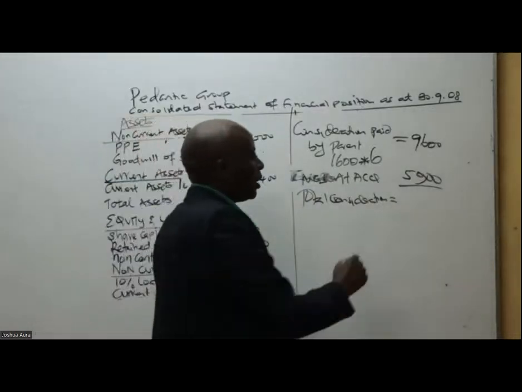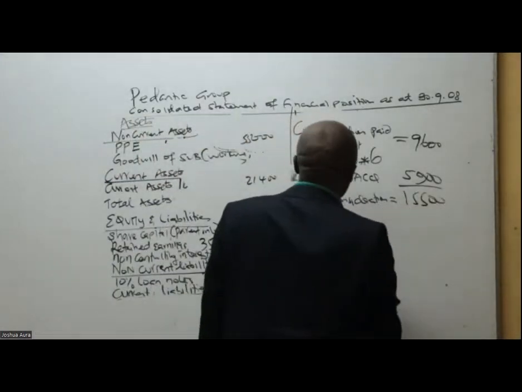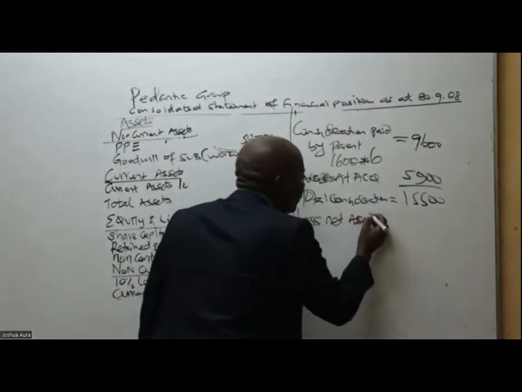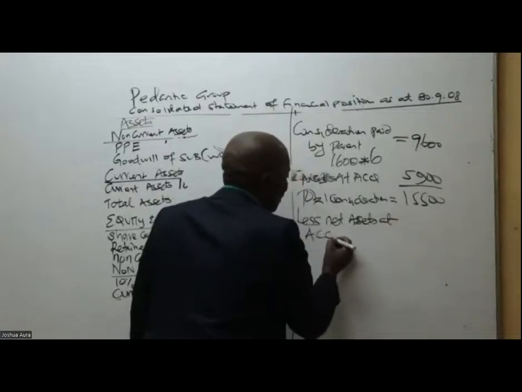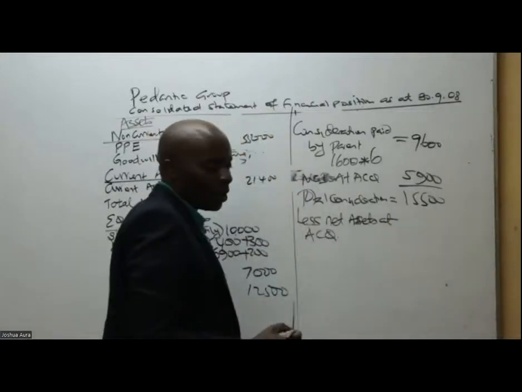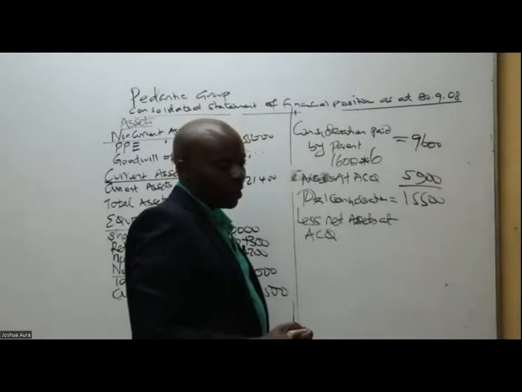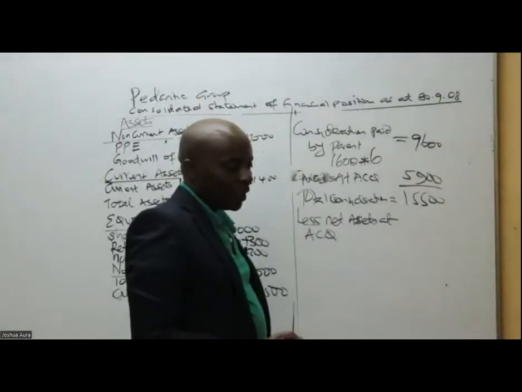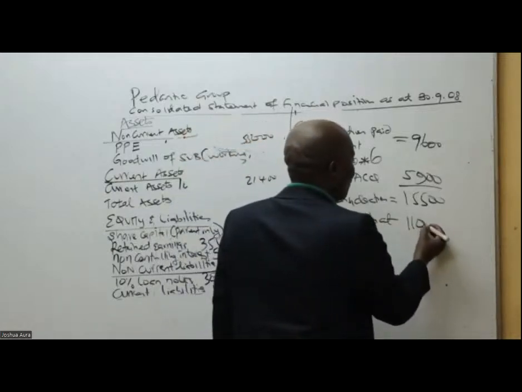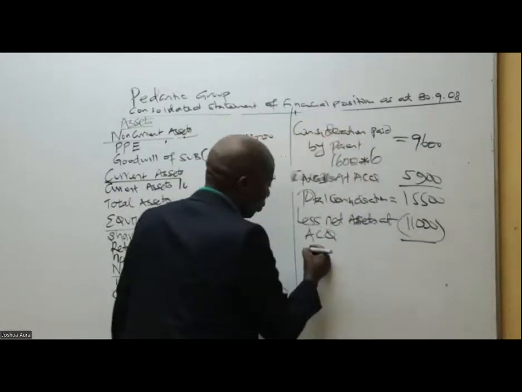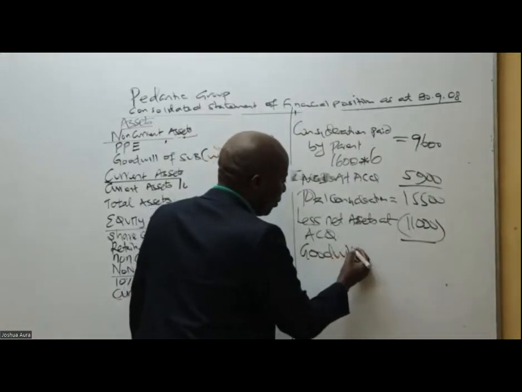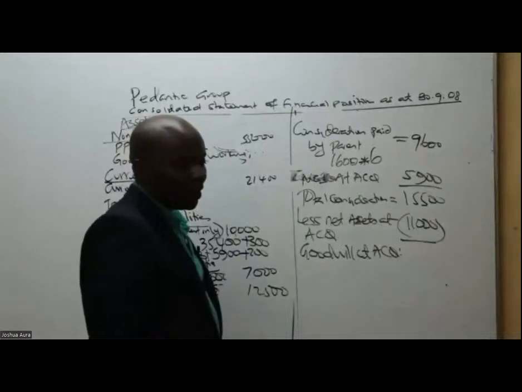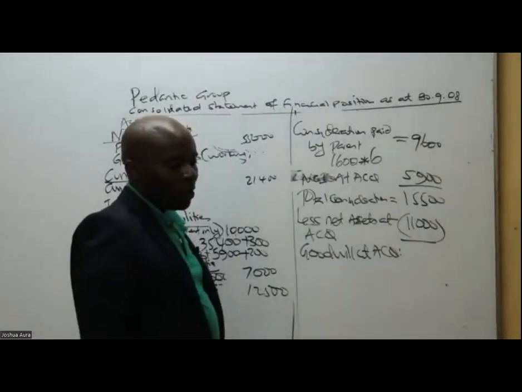15,500. So come on, less net assets at acquisition, which you gave me some figure. Are you able to remember the figure that you gave me? It is 11,000. So when you subtract like this, you get what we call goodwill at acquisition. What figure do we have here?